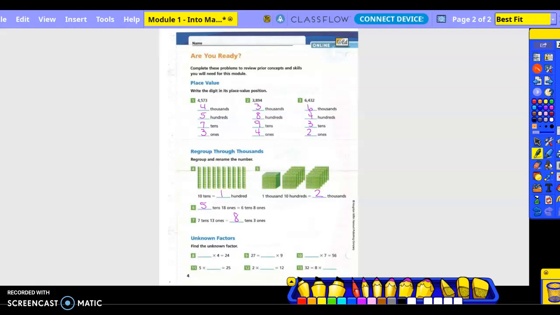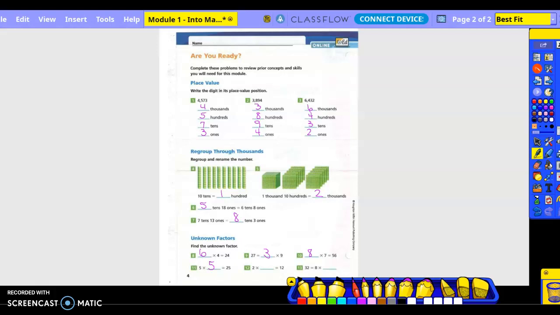Okay, find the unknown factor. Blank times 4 equals 24. 6. Blank times 9 equals 27. Blank times 7 equals 56. 5 times blank equals 25.